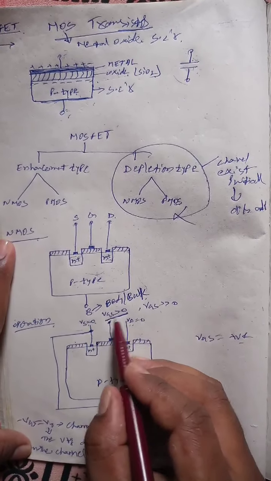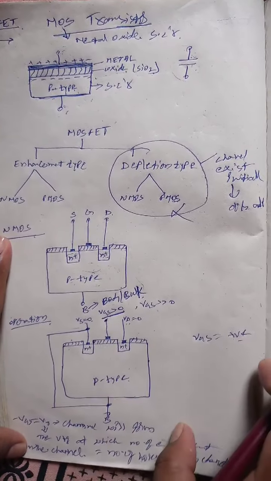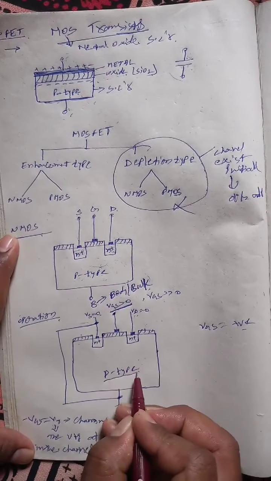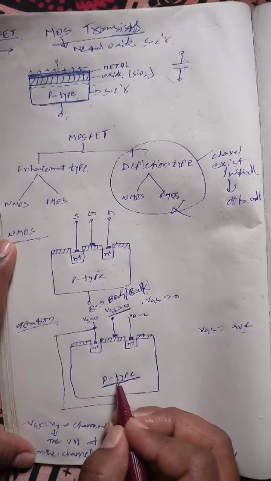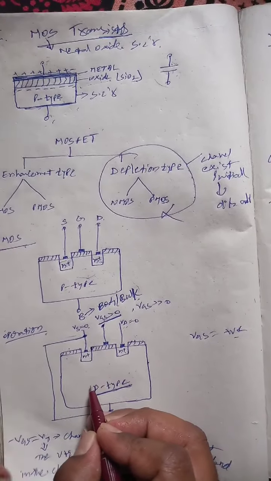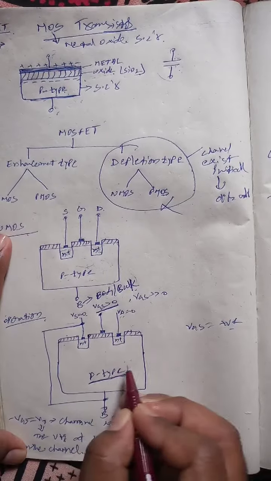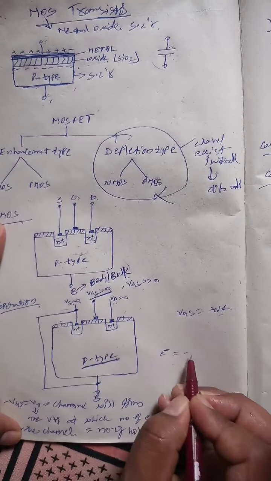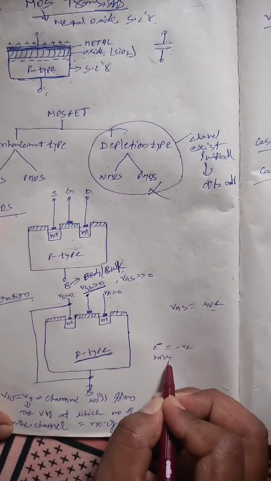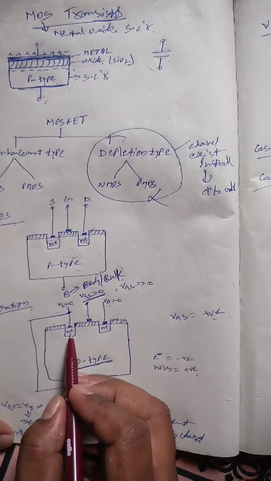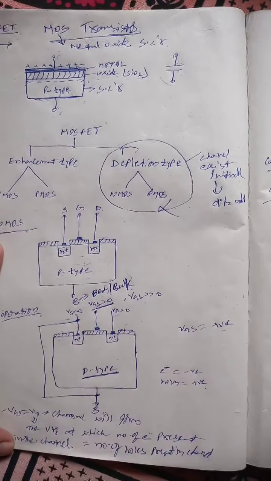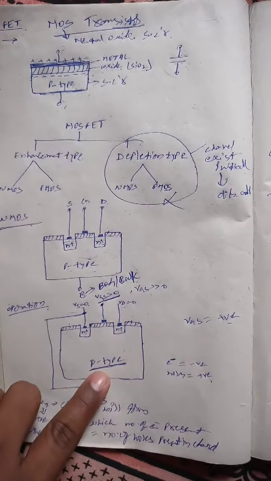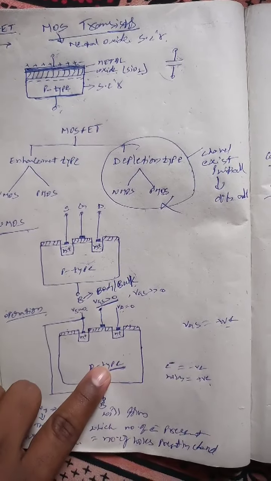So when we are giving VGS, this gate voltage, as a positive voltage, what happens to the circuit? Let us see here. Initially in this P substrate, the majority charge carriers are holes and minority charge carriers are electrons. Electrons will be indicated by a negative symbol, and holes will be indicated by positive symbols. In this N type substrate, the majority charge carriers will be electrons and minority charge carriers will be holes. Coming to P, majority will be holes, minority will be electrons.